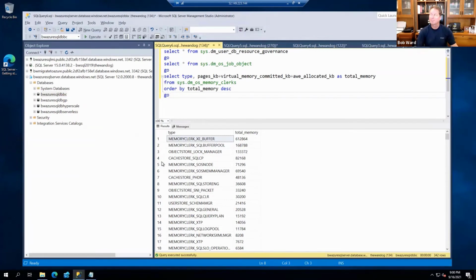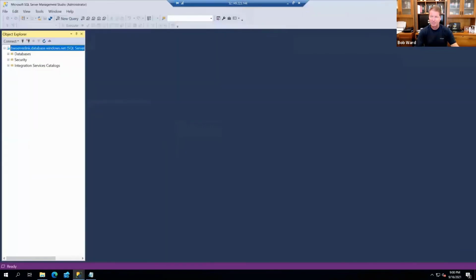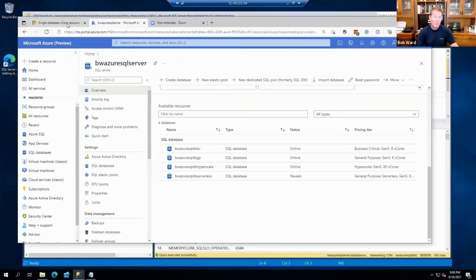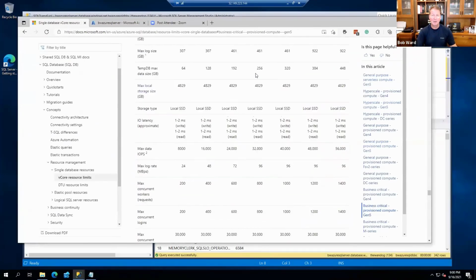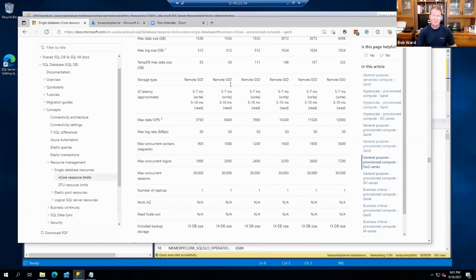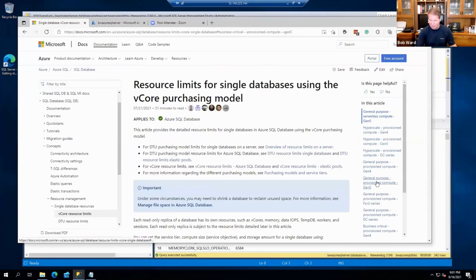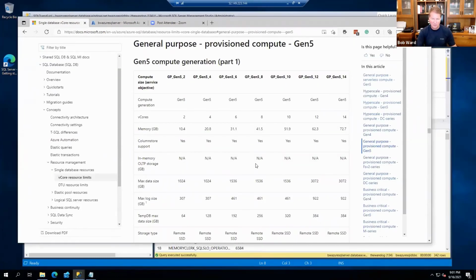Now you may be asking yourself, I don't know what my limits are. So first of all, let me flip over to the documentation. I've got this doc page up here. Here's the documentation talking about resource limits for Azure databases. And notice I choose my service tier over here. So let's pick general purpose provisioned compute for Gen 5, which is the latest hardware. And over here, I can say, for general purpose with 8 cores, I get 41.2 gig of memory. That's my max memory limit.